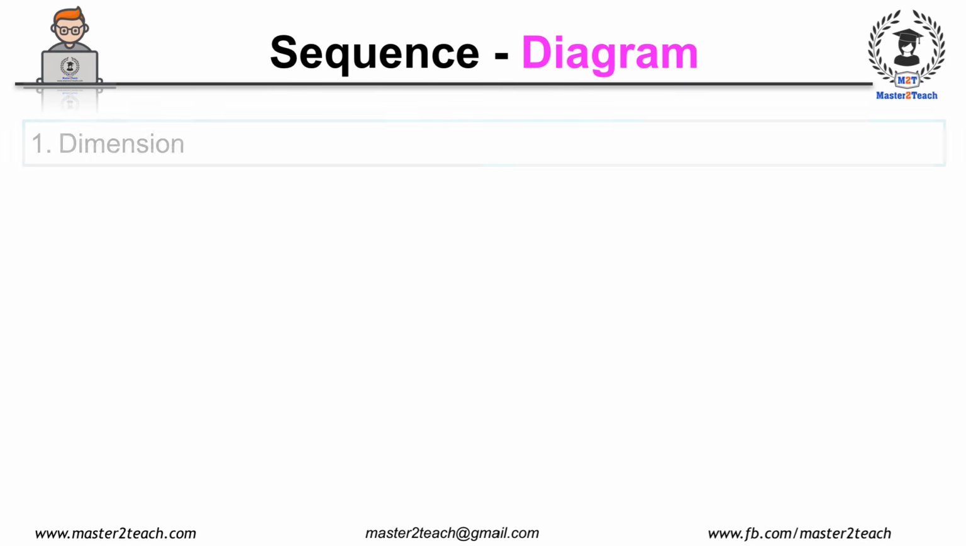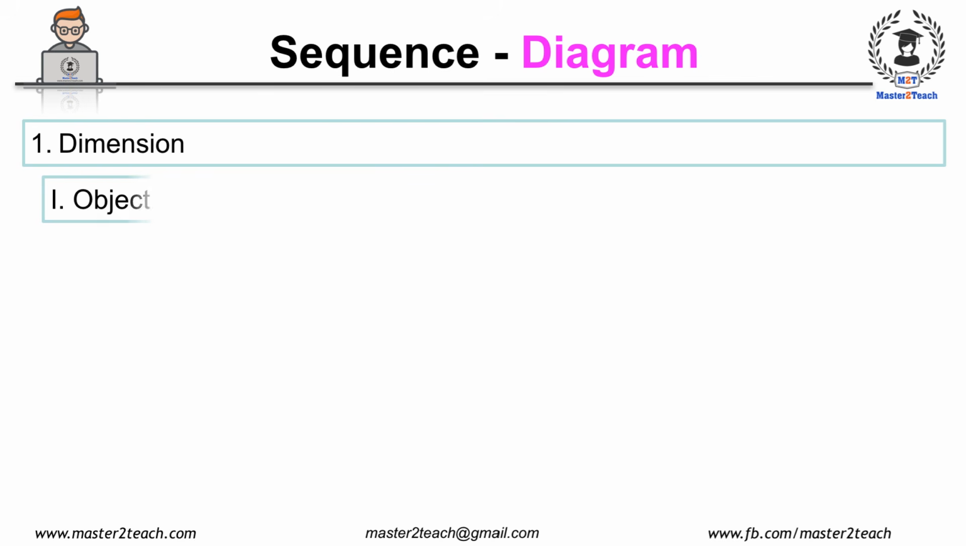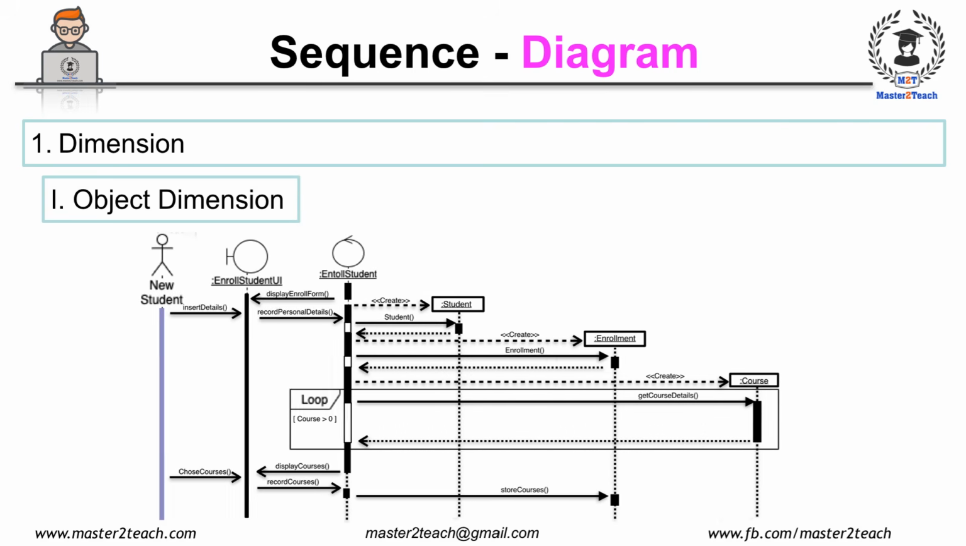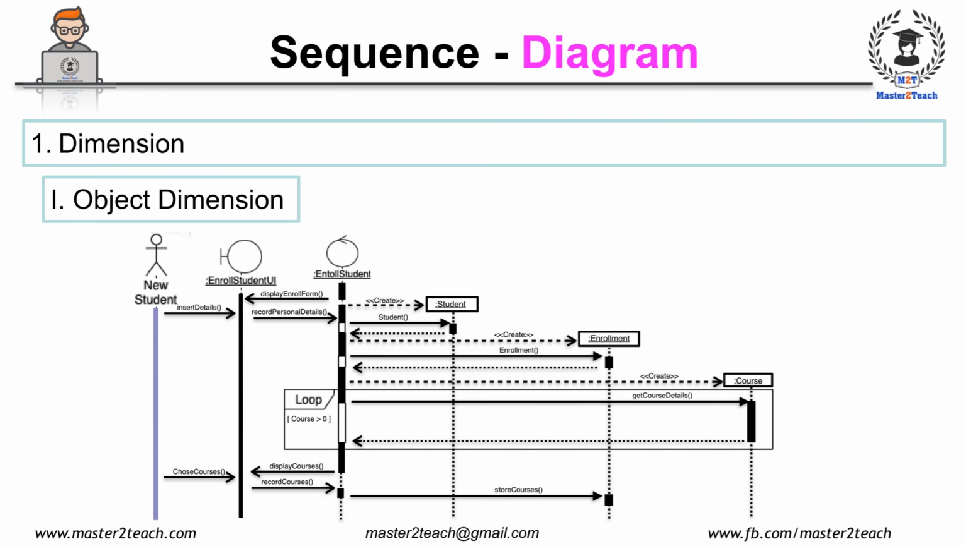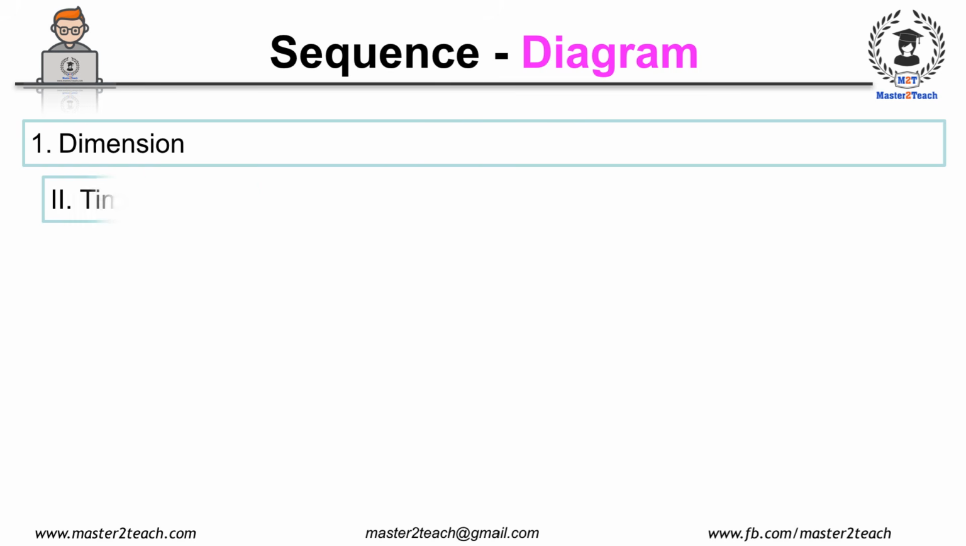Number 1. Dimension. A sequence diagram is drawn in two dimensions, horizontal and vertical. Object dimension. The horizontal axis shows the elements or objects that are involved in the interaction, listed from left to right according to when they take part in the message sequence. They can appear in any order in the horizontal axis. Time dimension.